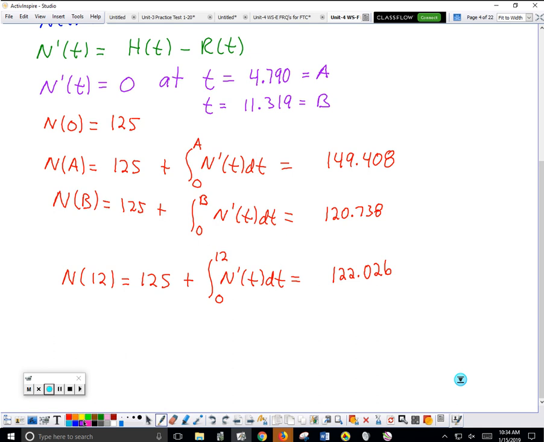So you write N of T is least at T equal 11.319 hours, and the number of gallons at that time is 120.738 gallons.